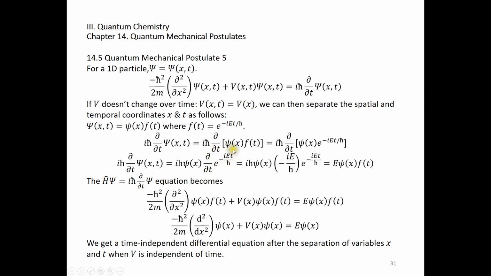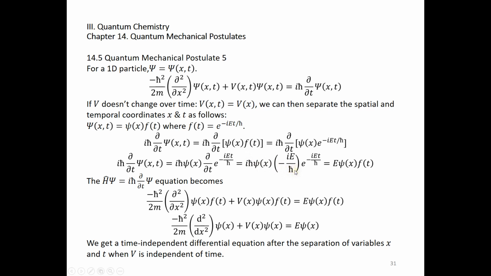It's easy to take the derivative of an exponential function. We just copy the exponential coefficients here, and that's it. And over here we have this exponential function. And now let's simplify this expression. We have i multiplied by negative i. That's just 1. We have h bar cancels h bar.